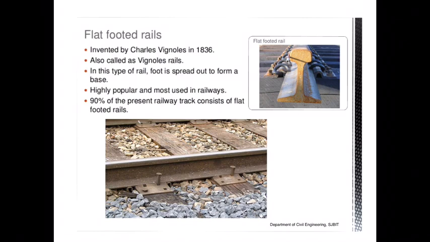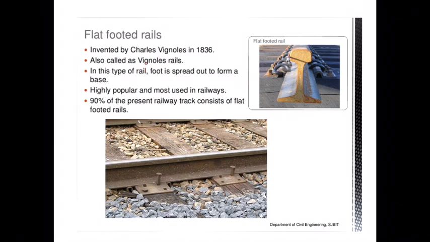The next type of rail we have is the flat-footed rail section. Now, what is the flat-footed rail? As the name indicates, the foot portion of the rail section is made quite flat compared to the head section, as you can see here in the picture. The flat-footed rails were invented by the researcher Charles Vignoles in the year 1836. Hence, we can also call flat-footed rails Vignoles rails.